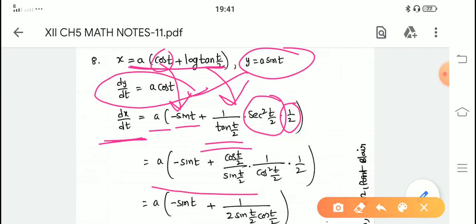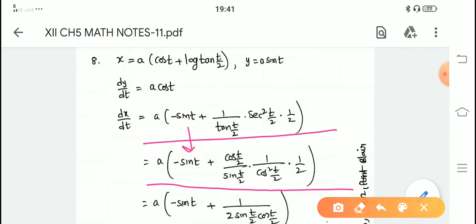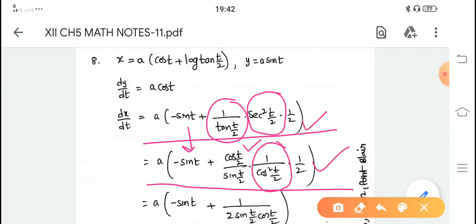So a into minus sin t is copied as it is, 1 by tan is nothing but cot, so it is cos t by 2 by sin t by 2. Secant square is the reciprocal of cos square, so it is 1 by cos square t by 2, and 1 by 2. Then what happened next? One cos t by 2 will get cancelled. So the denominator will be 2 into sin t by 2 into cos t by 2. That's what I wrote here.